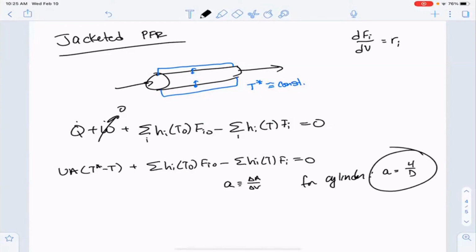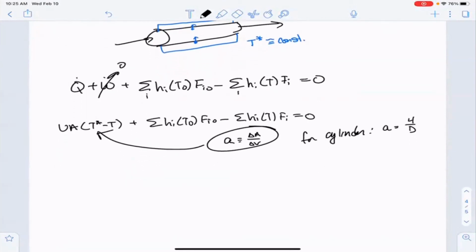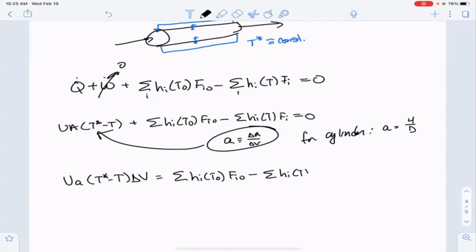Now we're not going to use 4 over D for anything right now, but I just want you to know that. So now we can actually insert this into there. And if we do that, we know that UA times T star minus T times delta V is equal to the sum of Hi at T0 Fi0 minus the sum of Hi T Fi, right? Oops, sorry, not equals. That was plus and minus, sorry.